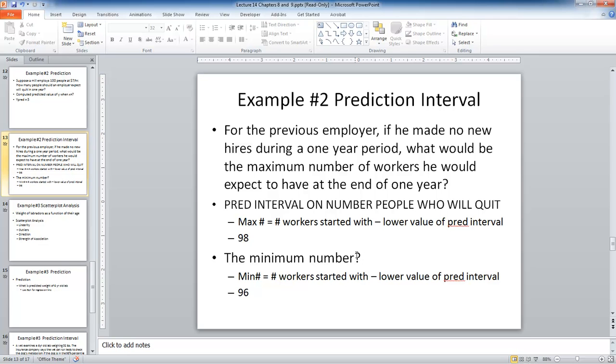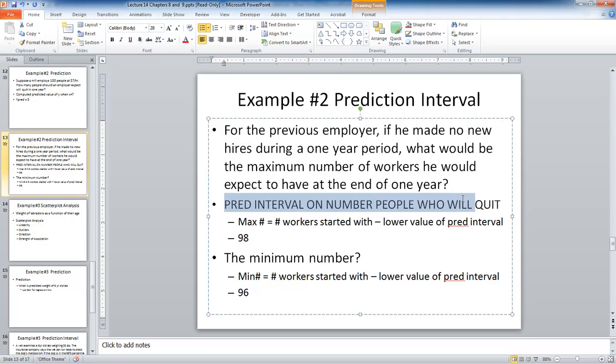Now the prediction interval. So this is a little tricky, and I want to go through this. So what is the question? The question is saying for that employer that we just talked about, he has 100 workers and he's forecasting for 1 year. If he made no new hires during a 1-year period, what would be the maximum number of workers he would expect to have at the end of 1 year?